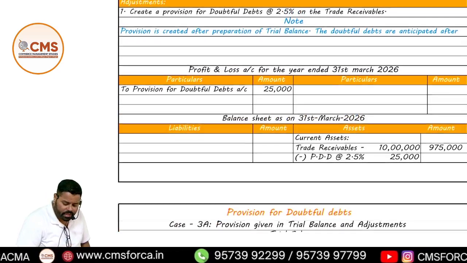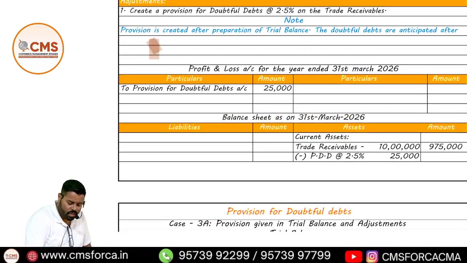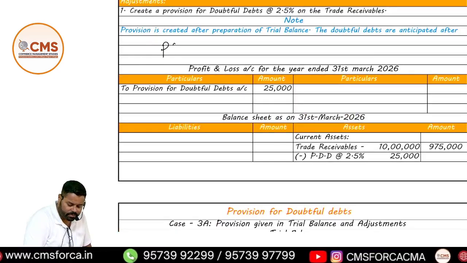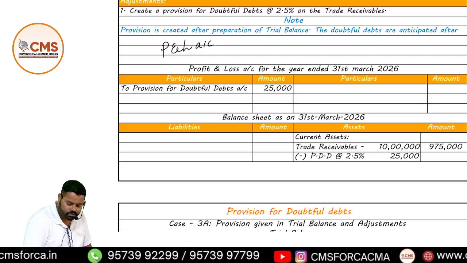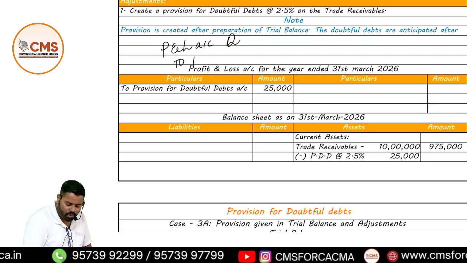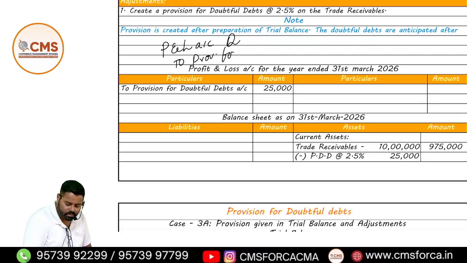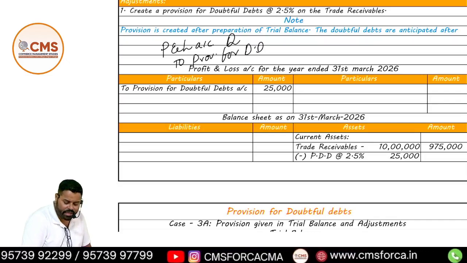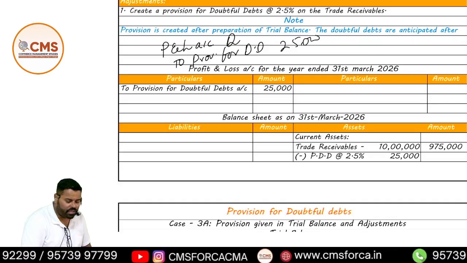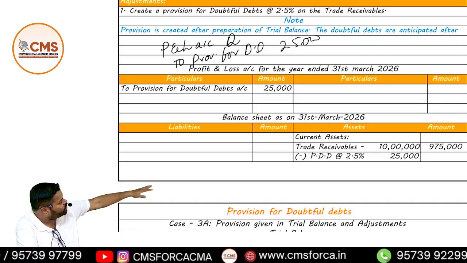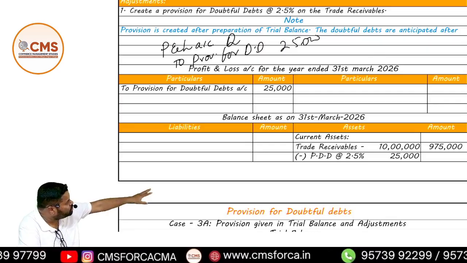Now, what is the entry that I wrote just now? I wrote the entry as profit and loss account debit to provision for doubtful debts. I created a provision for 25,000. So I will write that in profit and loss account debit side to provision for doubtful debts account.